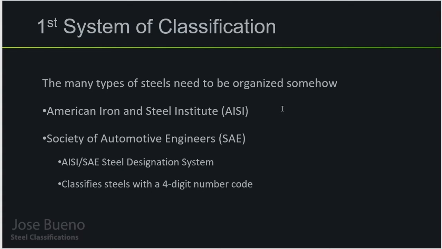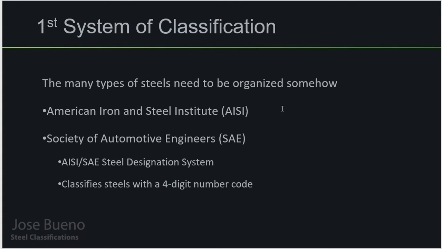So this is the first system of classification. This isn't the first one that came out. I'm just kind of saying that this is the first one we're going to talk about. It was developed by two different organizations, the American Iron and Steel Institute, or the AISI, and the Society of Automotive Engineers, or the SAE. Both of them came together to create a system that would classify steel.